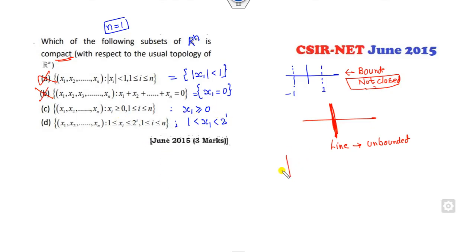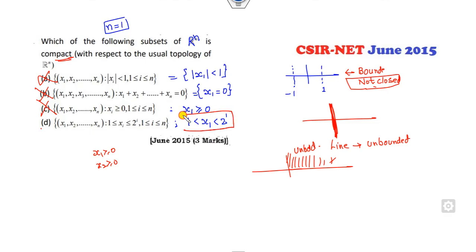x1 is greater than 0. That means x1 can be 1. I can choose n as 2. Then it means x1 is greater than 0, x2 is greater than 0. That means this portion, the first quadrant, and clearly the first quadrant is unbounded. So this option is also cancelled.